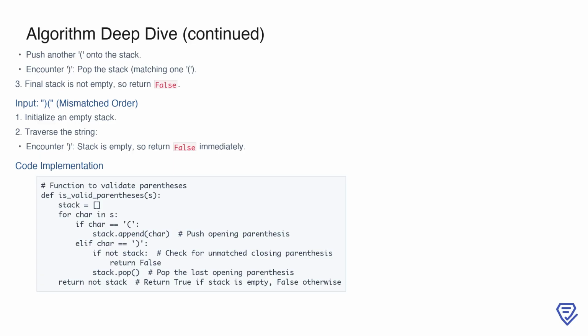Here's the implementation of the algorithm in Python. We define a function called valid_parentheses that takes the input string. Inside the function, we initialize an empty stack and iterate through each character of the string.